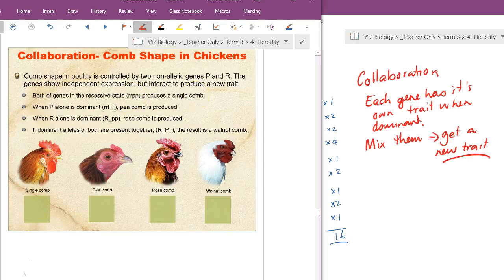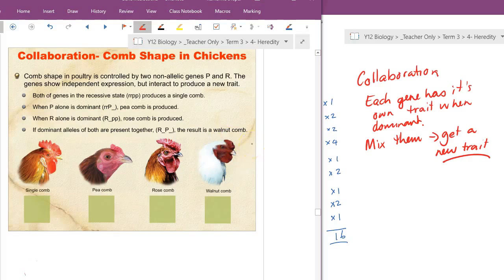But if you have just the P gene, you end up getting a pea comb, and it doesn't matter whether you're homozygous or heterozygous for P. You just have to have one dominant allele. If you have one dominant allele for the R gene, you get a rose comb. But if you mix the dominant alleles, the rose and the P, you end up getting a completely different phenotype here called the walnut.